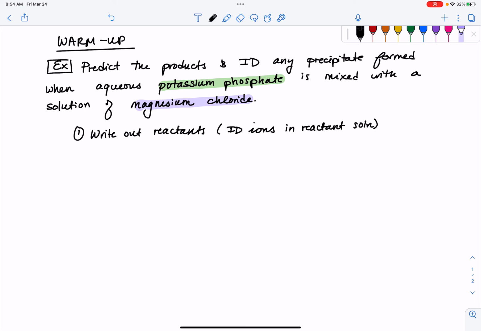So we know that potassium phosphate is K3PO4 solution because we have memorized the polyatomic ions, right? And we have a phosphate polyatomic ion here, which has a -3 charge. Potassium, being a group 1A metal, has a +1 charge. So we need 3 potassiums for every 1 phosphate to create a charge-neutral compound. This is one of our reactants.